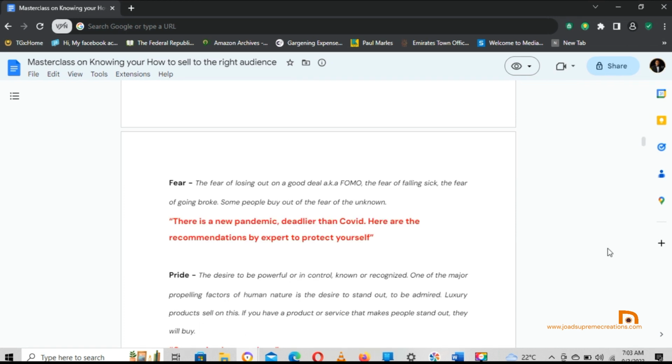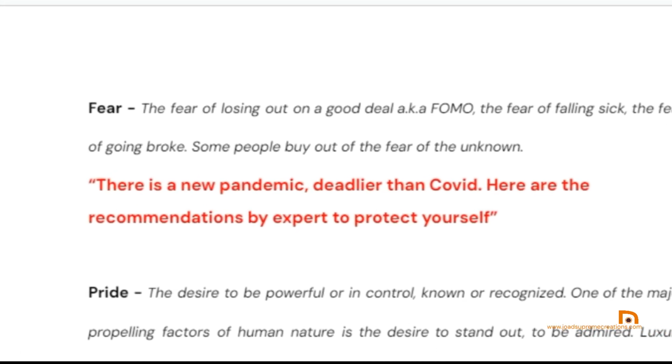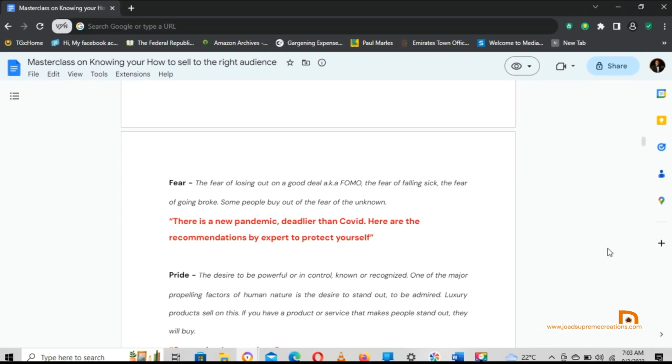For example, now read this: there is a new pandemic deadlier than COVID. Here are the recommendations by experts to protect yourself. If this is a very bold headline in your advertising or sales page, everyone knows what COVID is and how deadly COVID actually is. So reading this headline alone will create fear in them, because they will be like, wow, how is that even possible? So there's another pandemic again. It will trigger that fear emotion.